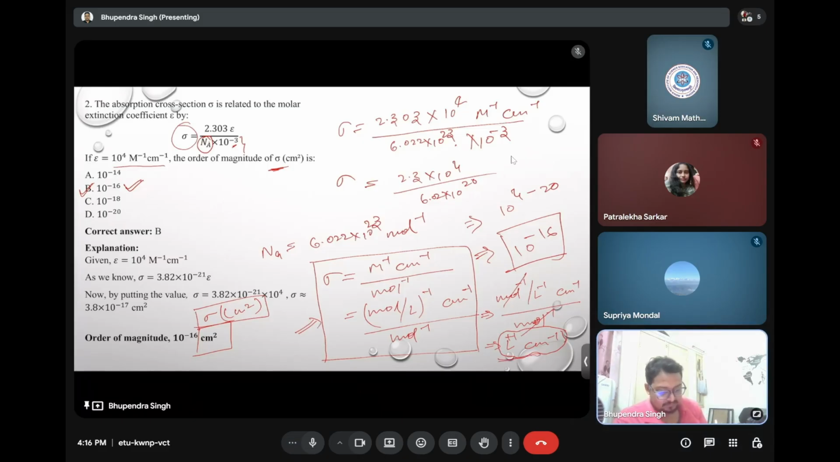Till here I have solved. Now my unit here is sigma equals liter centimeter inverse. Now we know 1 meter cube equals 1000 liter, and 1 meter equals 100 centimeter. So just convert this meter cube to centimeter cube. So what will be 100? I should take another page.